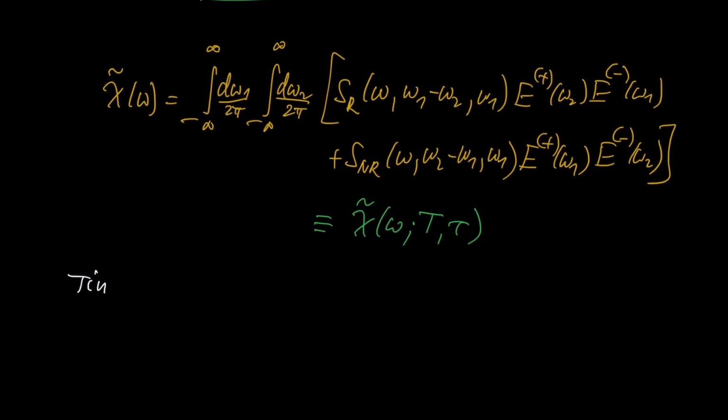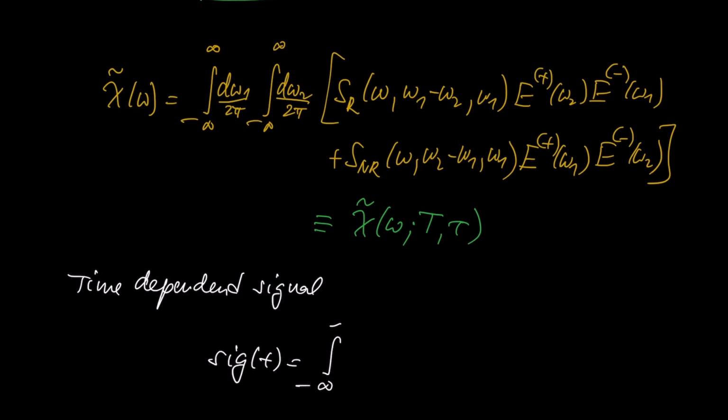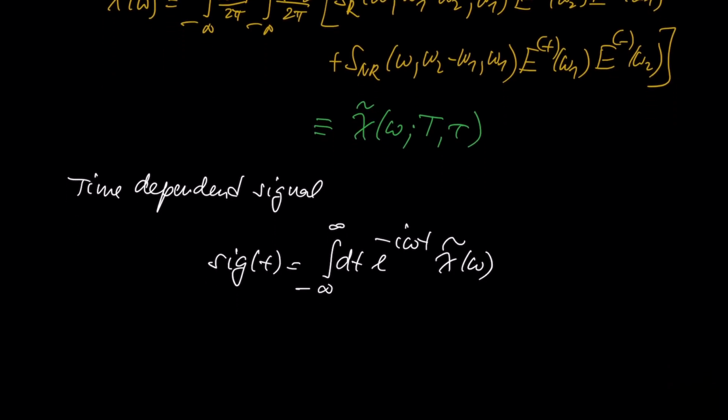So the time-dependent signal is this Fourier transform, but in fact we are actually measuring this original frequency-dependent chi omega in our heterodyne detection scheme.